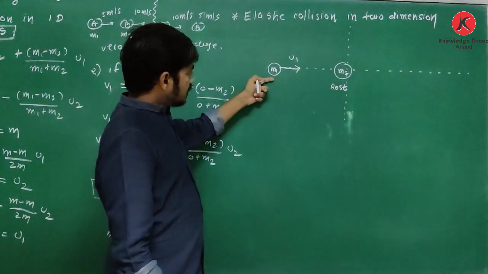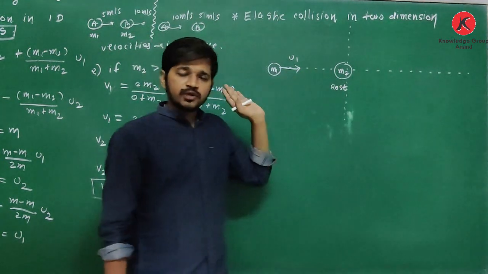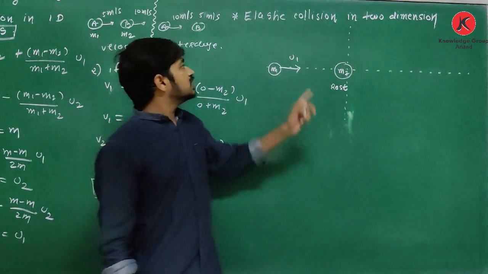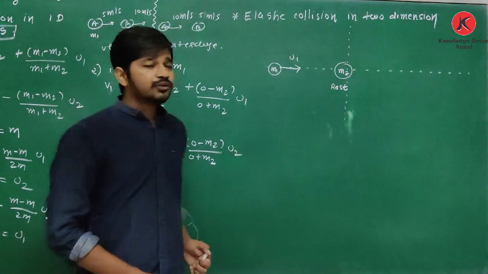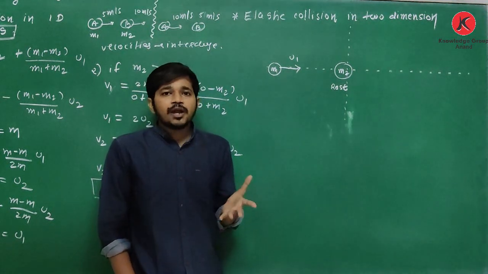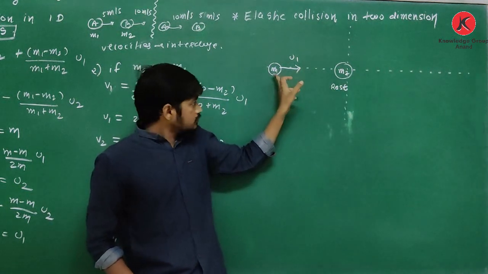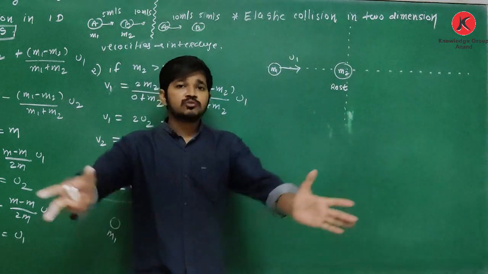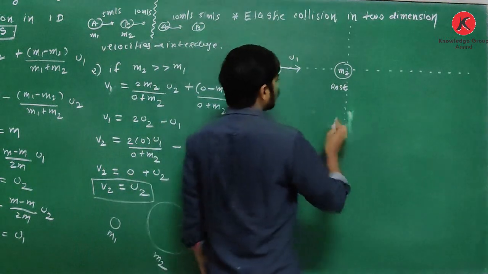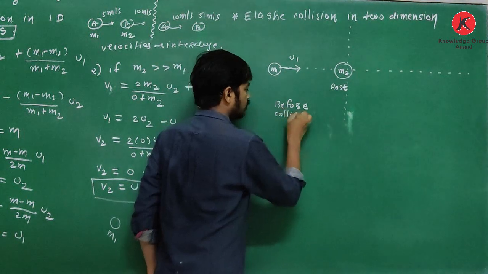This object is moving with speed u1 in this direction. Obviously, this m2 is at rest, so it will collide with it. After collision, elastic collision in two dimensions. If you know the game of billiard balls, whenever there is one stationary ball and you push the striker, then what happens? They will move in a plane. Yes or no? So I am assuming this situation is before collision.